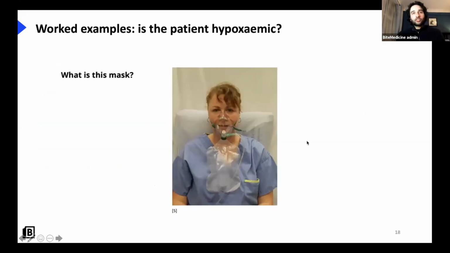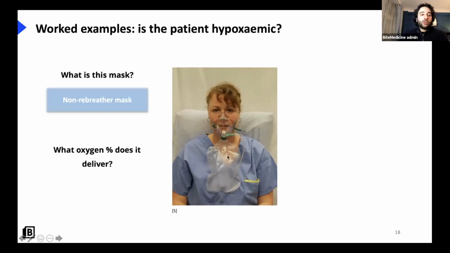Okay, just in the comments now, does anyone know what this mask is? What do we call this mask that this lady's wearing? So this is a non-rebreather mask. Yes, non-rebreather mask, perfect. So that's what this is. Does anyone know what oxygen percentage this delivers? It's a tough question.